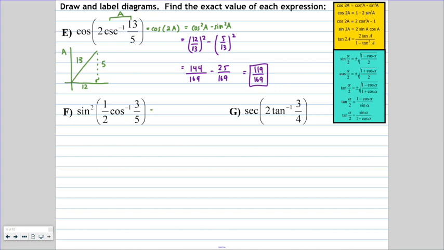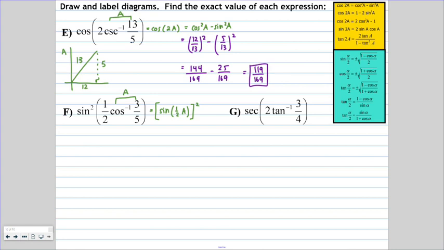Okay, so what does this become? Well, I have this inverse cosine here, which is going to represent some angle. I'll call it A. This problem then boils down to the following. This is the sine of 1/2 some angle A, that whole quantity being squared. And I think if you can rewrite it like that, it becomes a little bit easier to see.